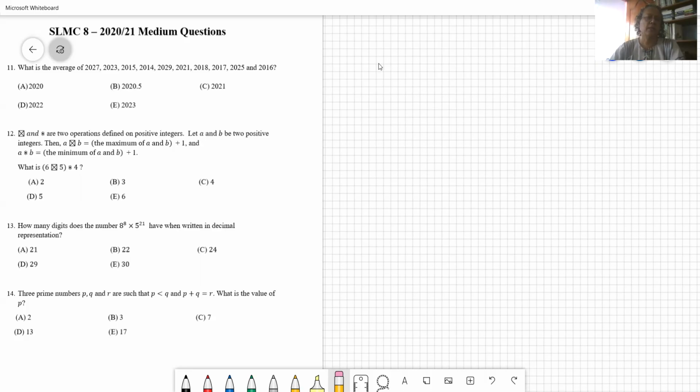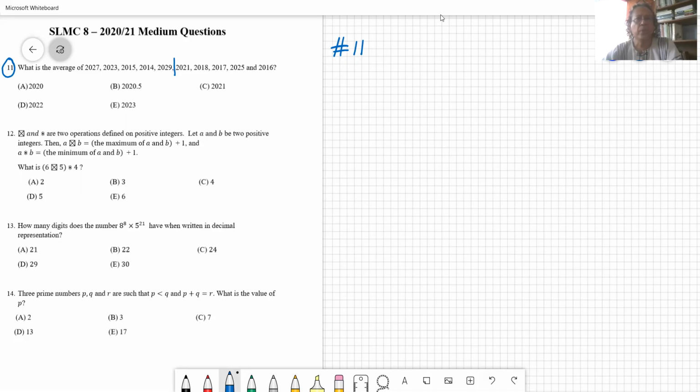Okay, so let's start working the medium questions. First, question 1. What is the average of these given numbers? So there are 10 numbers, and you can see that all these numbers are bigger than 2000. Some are actually less than 2020. Some are bigger than 2020.